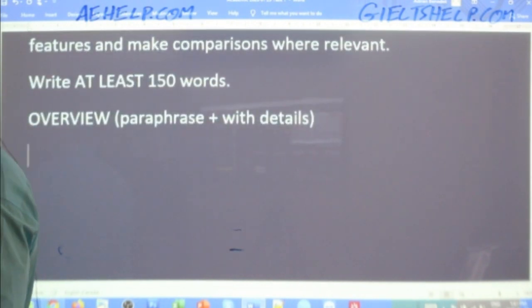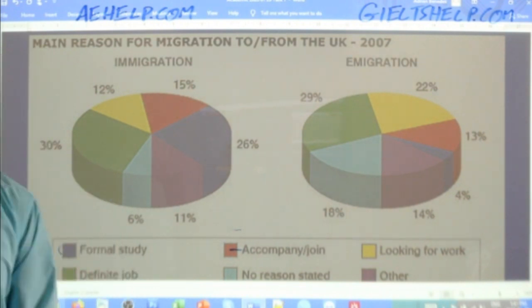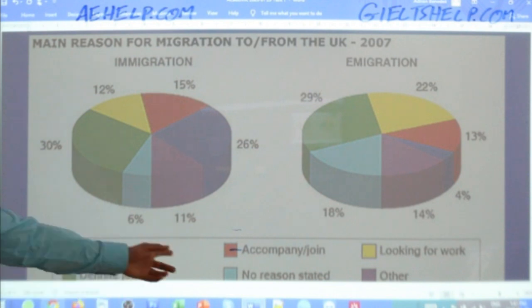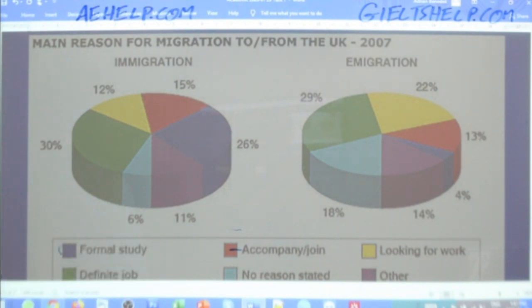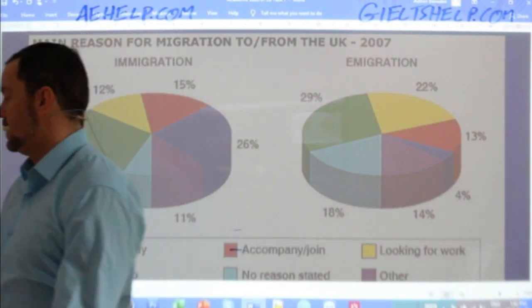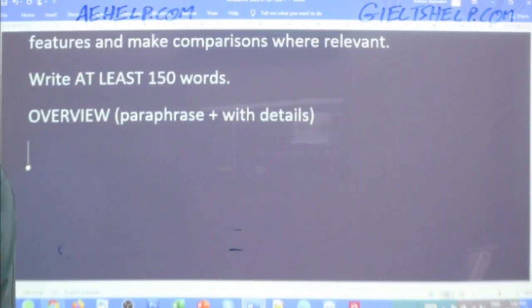Okay, so here I'll show you the graph again to give you some more ideas. I'll give you a couple second head start, and then I'll write as well. Okay, so clearly 2 pie charts, one showing immigration, the other showing emigration, 6 reasons that are noted. Okay, and it's in the year 2007, United Kingdom. Okay, I'm going to write as well. Hint, hint, I gave you some good information there.